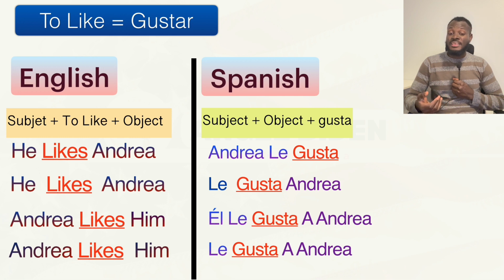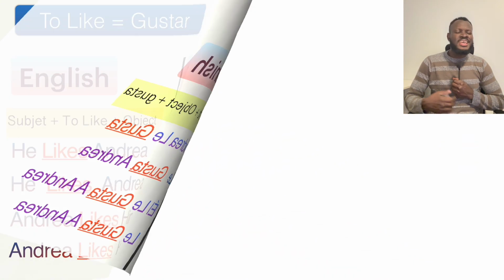Le gusta a Andrea. Let's review. He likes Andrea. Andrea le gusta. He likes Andrea. Le gusta Andrea. Andrea likes him. Él le gusta a Andrea. Andrea likes him. Le gusta a Andrea. It's pretty simple as that.